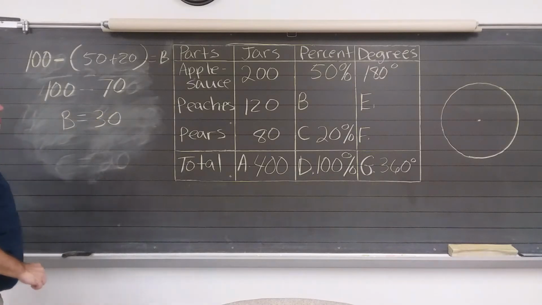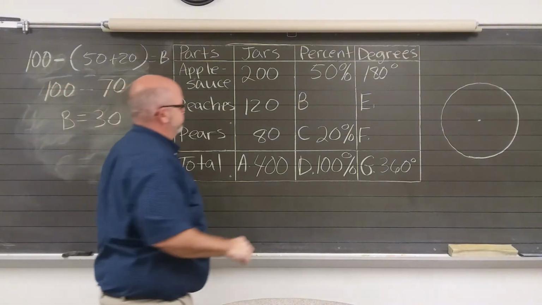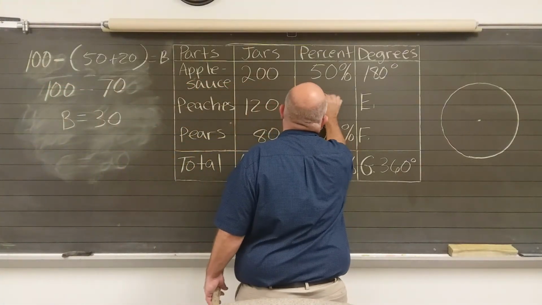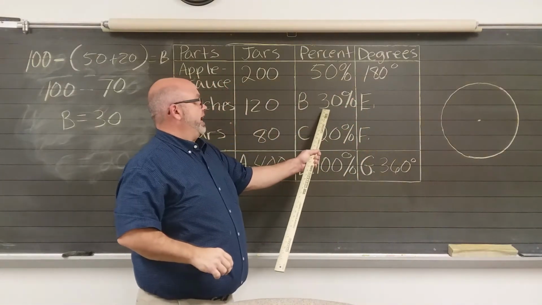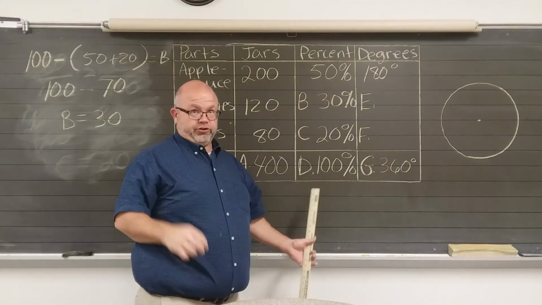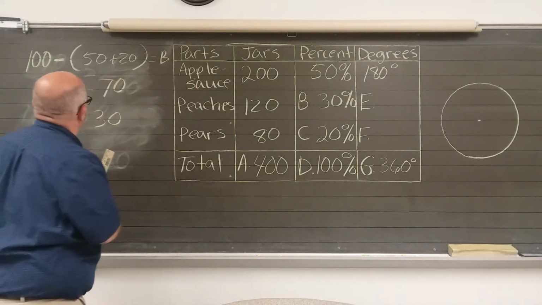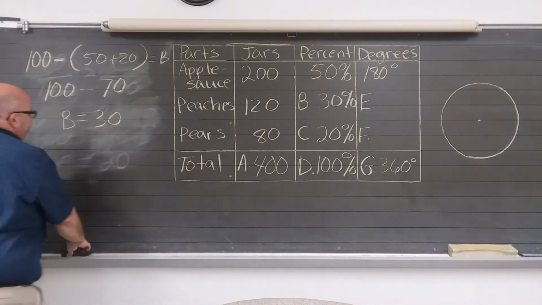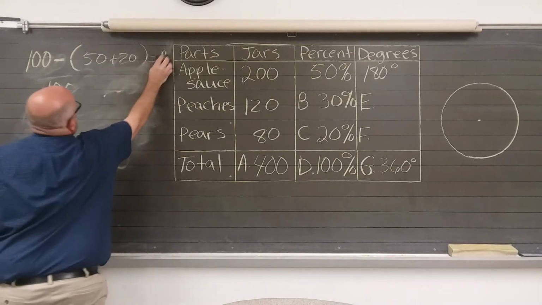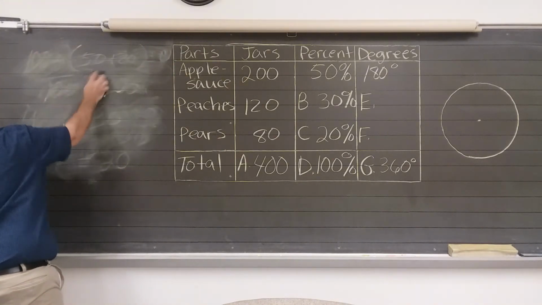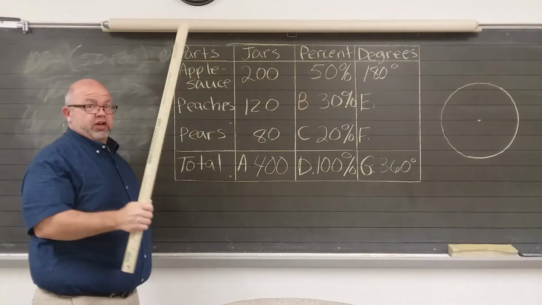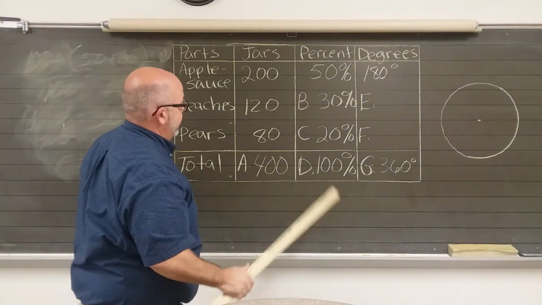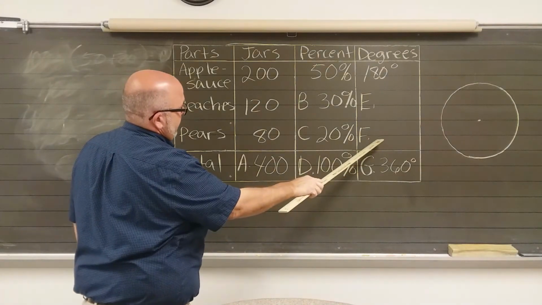Is that right? 30%. 50 plus 30 is 80, plus 20 is 100. Okay? All right. Let's find our degrees. Do this work carefully. Do it accurately. Watch these videos again and again if you're not getting it. Okay? Let's do the same thing to find F.